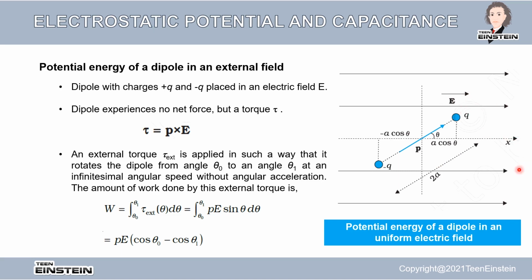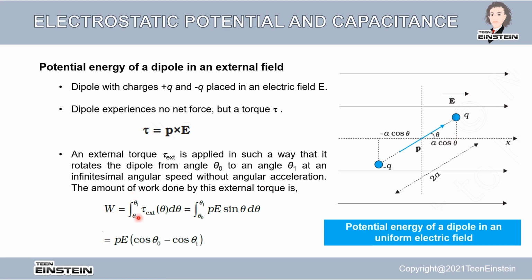So an external torque delta tau external is applied in such a way that it rotates the dipole from angle theta 0 to an angle theta 1 at an infinitesimal angular speed without angular acceleration. In this case, the electric field tries to rotate this dipole, and what if we do some external work by giving an external torque and rotate this from an angle theta 0 to theta 1.